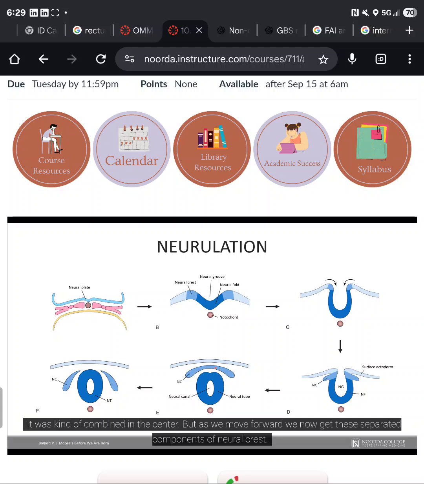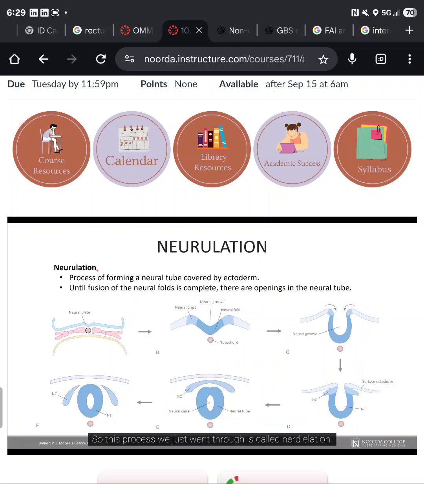Finishing up, the neural crest was kind of combined in the center, but as we move forward, we now get these separated components of neural crest. So this process we just went through is called neurulation, and it's the process of forming a neural tube that's covered by ectoderm. And one note I have on this: until fusion of the neural fold is complete, there are going to be openings in different ends of the neural tube.